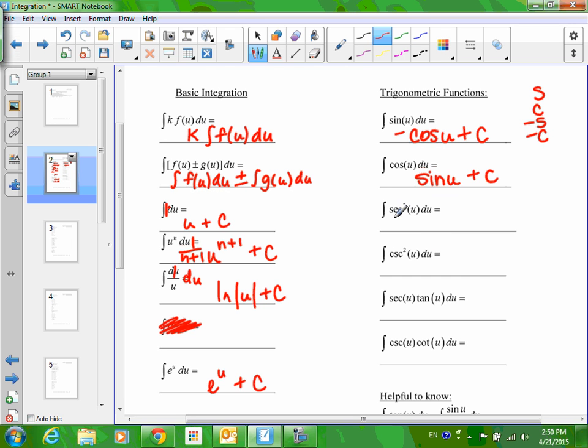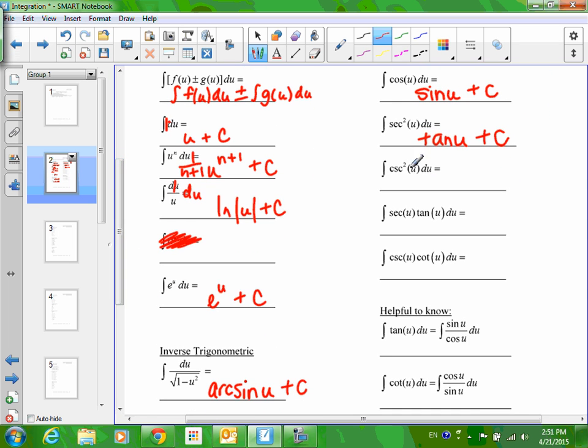What's the integral of secant squared? Tangent. If you know your derivatives really well, this is a lot easier. What about cosecant squared? Negative cotangent. What about the next one, and the next one? Cosecant. Negative cosecant.